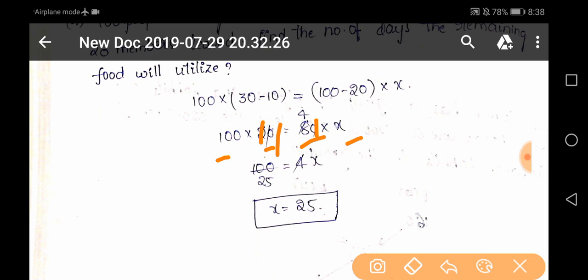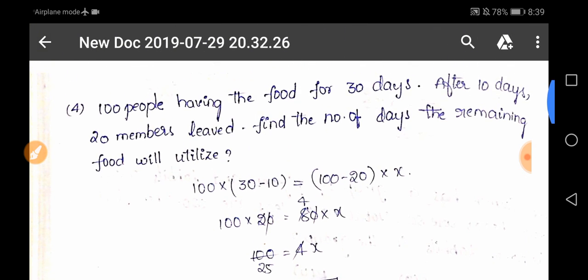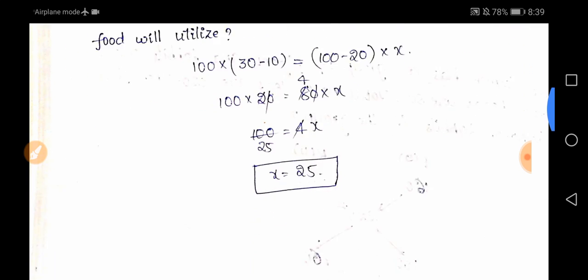So the 0s get cancelled, 2 1s are 2, 4 1s are 4, and 100 equals 4x. 4 25s are 100. So x is 25. So they can use it for 25 days. They had the food for 30 days, but they can use it for more days, 25 days, because 20 members have left, so they can use it still more days. This is how you'll solve the problem.